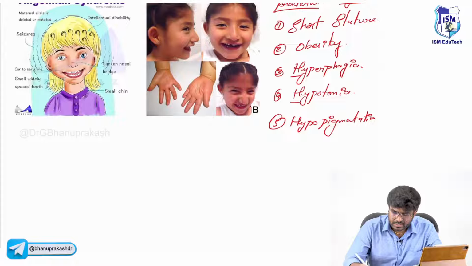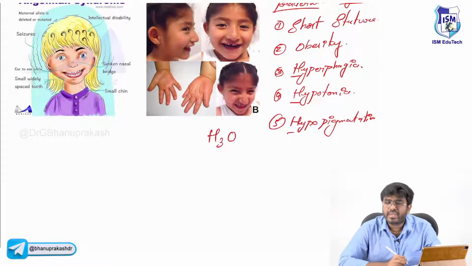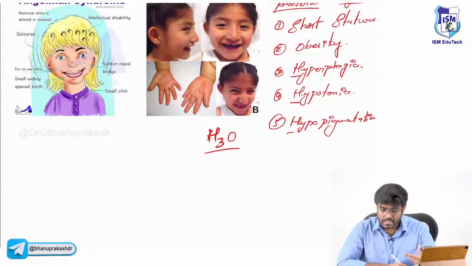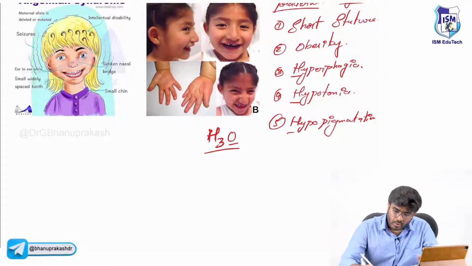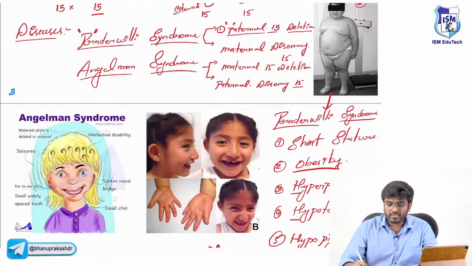Okay, there is a mnemonic, H3O. H3O is the mnemonic, sir. H for H3, 3 H's. These patients are going to have hyperphagia, hypotonia, as well as hypopigmentation. O for obesity. These patients are going to have short stature and obesity. Why obesity? Because they have high levels of ghrelin.